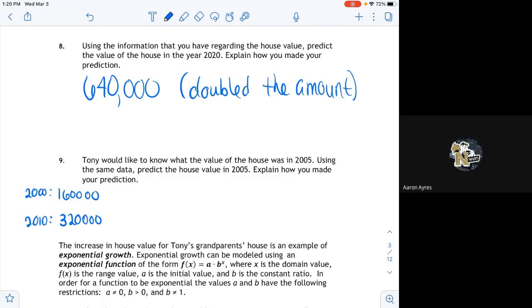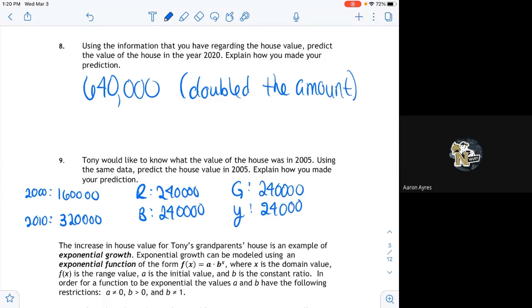You guys have numbers? Okay. Anyone want to venture a guess? Okay, let's start. We're going across the room here. Red group, what did you guys decide? 240,000. Blue? Green? Yellow? Me? About 226,000.